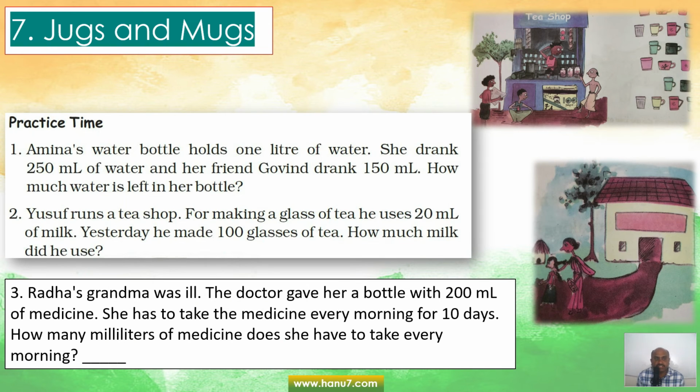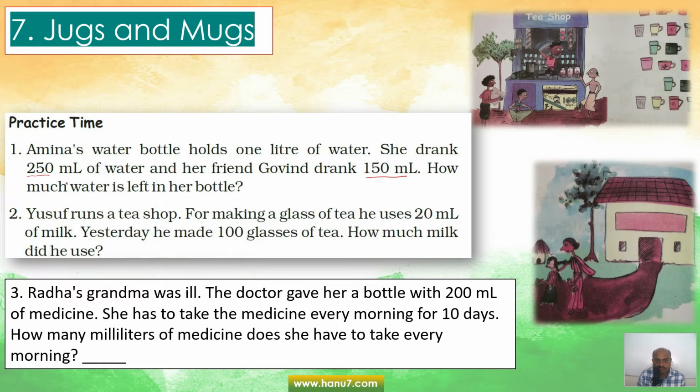So this is a practice time for us. Amina's water bottle holds 1 liter of water. She drank 250 ml of water. 250 ml is already over because she drank it, and her friend Govind drank 150 ml. Okay, how much water is left in her bottle? So we have to add 250 ml plus 150 ml, and then we have to subtract it from 1000 ml.